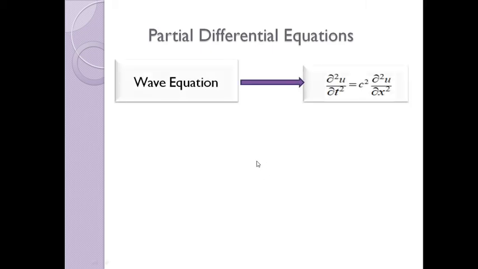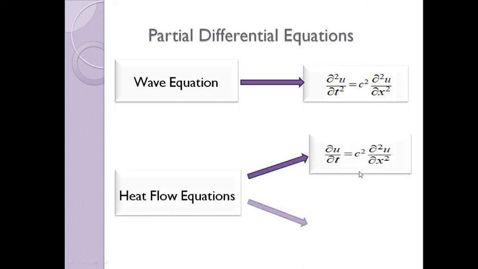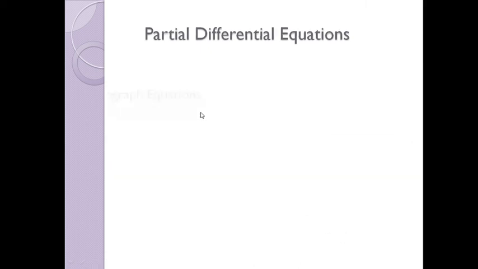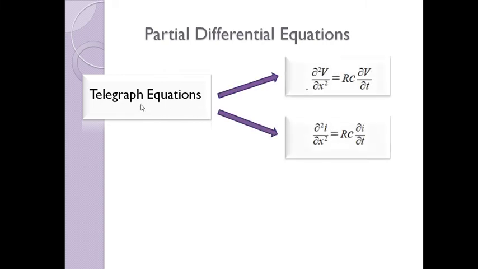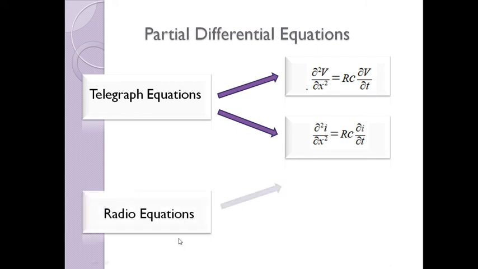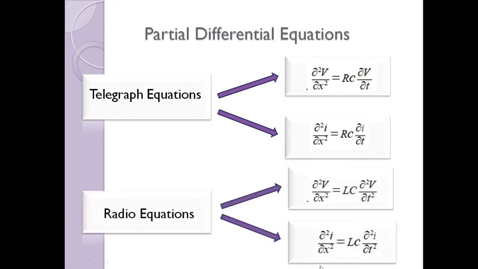Applications of partial differential equations: mainly we can solve the wave equation, then the heat flow equations, one dimensional heat flow equation and two dimensional heat flow equation, then transmission line equations, that means telegraph equations in terms of voltage and in terms of current, then radio equations. We can solve all these equations by the method of separation of variables. These are the main applications of partial differential equations. Thank you.